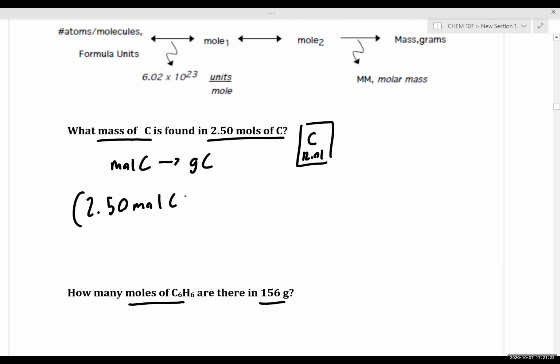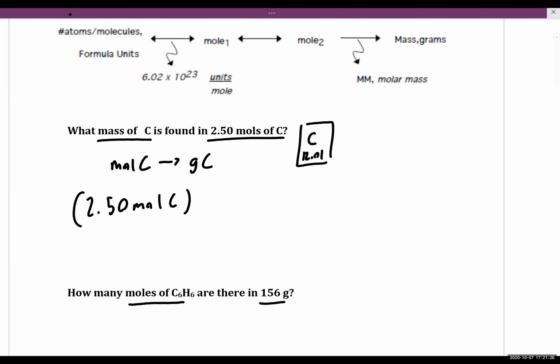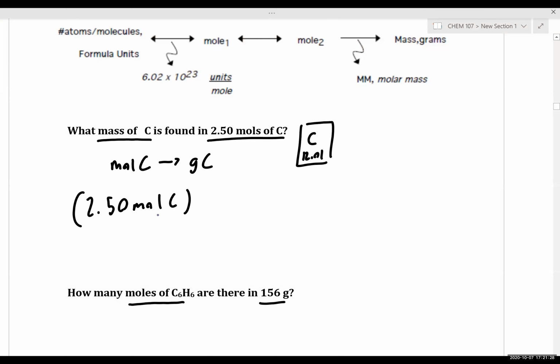So if we have 2.50 moles of carbon, and just as a side note, based on this, I really want you to specify your units, not just moles, but moles of carbon. And that's so that way we keep things perfectly organized when we start to deal with mole to mole conversions. So if we have 2.5 moles of carbon, we multiply by our molar mass, which is 12.01 grams per mole.